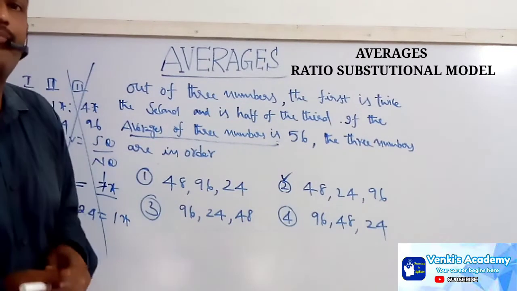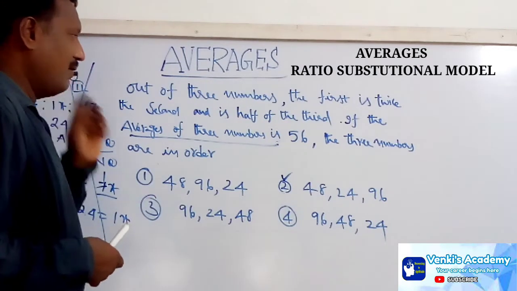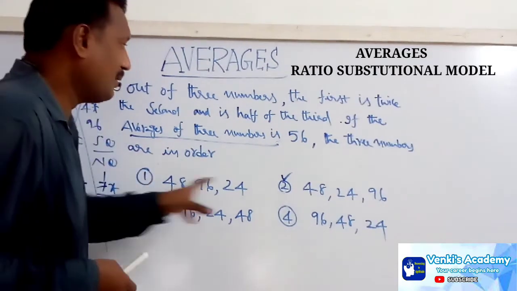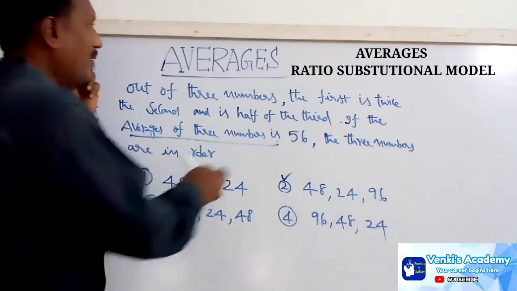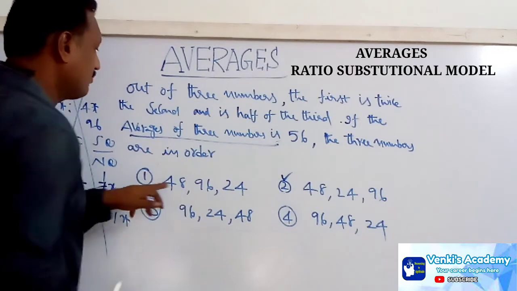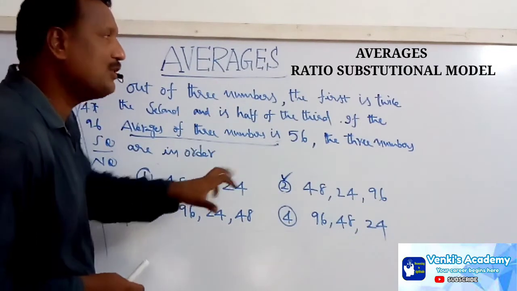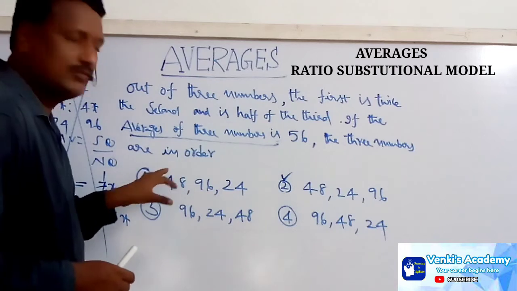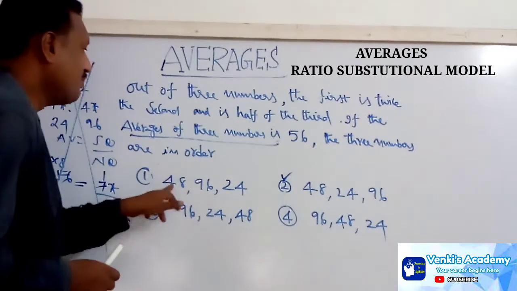Within the span of 10 seconds. How is it? See. Trial and error method means we substitute the given options. The first number is twice the second. We just substitute this ratio in each option.